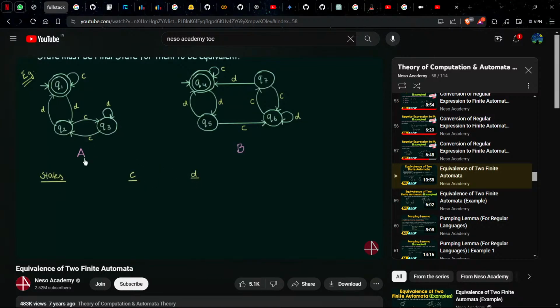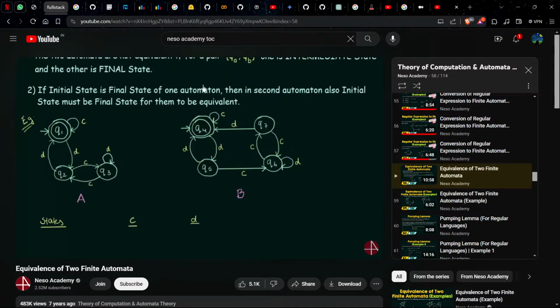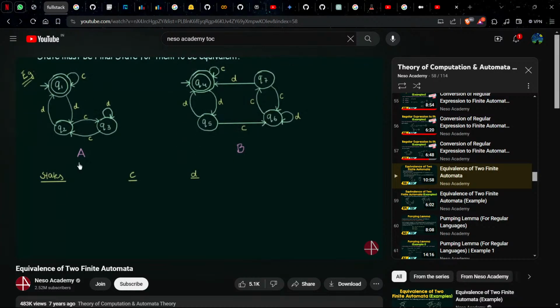Okay, so if you notice that in automata A and B, in A the initial state is Q1 and the final state is also Q1. And even in automata B, Q4 is the initial state as well as the final state. So here also the initial state and final state are the same. So we satisfy this second condition already, where it says that if the initial state is a final state in one of them, it should be the same for the other as well. Since in both of them the initial state and final state are the same, the second condition is already satisfied. Now let's check the first condition.